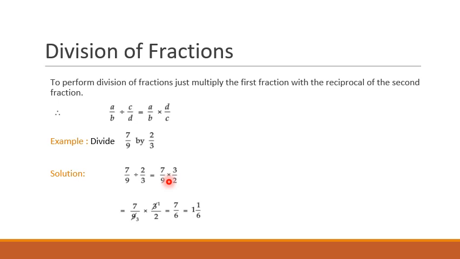Now when we will multiply these two fractions, this 3 can be cancelled by 9. So 3 ones are 3 and 9 divided by 3 gives me 3. So in this way we will cancel it. Multiply the numerator to numerator. So 7 multiplied by 1, numerator is 7. Denominator will be 3 multiplied by 2, that is 6. So my answer is 7 by 6.